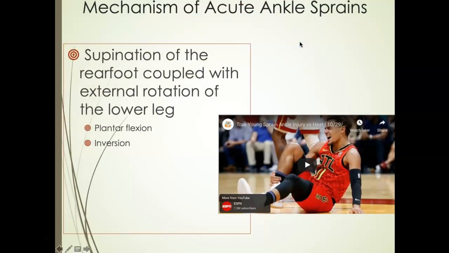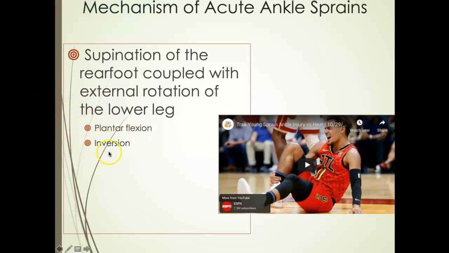So what we know about ankle injuries, when we're referring to a lateral ankle sprain at least, is that the mechanism of injury is a supination of the rear foot, right? In other words, there's a plantar flexion inversion moment that occurs at the foot. Now, a lot of clinicians would say that you could have either a plantar flexion moment, an inversion moment, or a combination of the two.